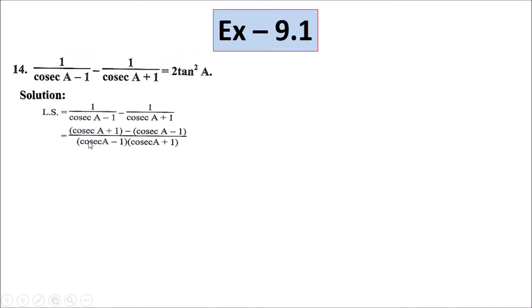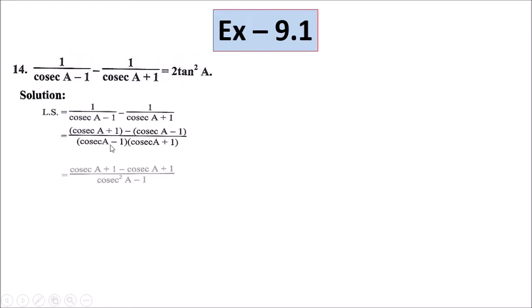Here we just subtract. You can see the denominators are not alike, so we have to multiply for finding the LCM. This is the multiplication: cosec a minus 1 and cosec a plus 1. As there is a missing cosec a plus 1, it will be in the numerator, and minus the missing cosec a minus 1. I think you understand this algebraic addition and subtraction. If you understand, it is very easy for you.